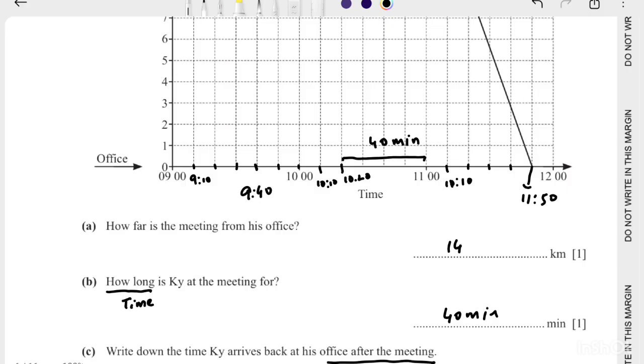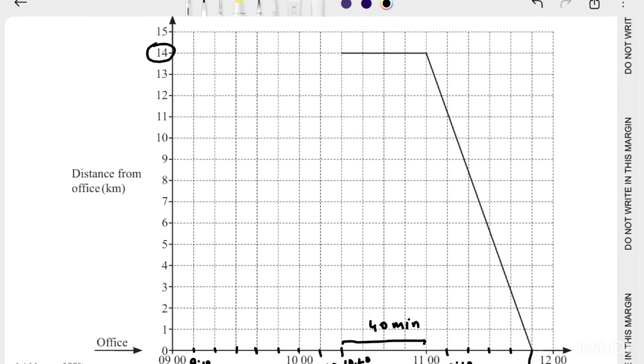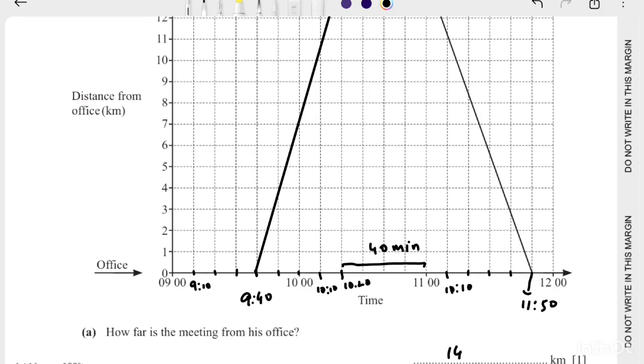Now we join this with the graph given. So it will be, so this is the complete graph of his journey.